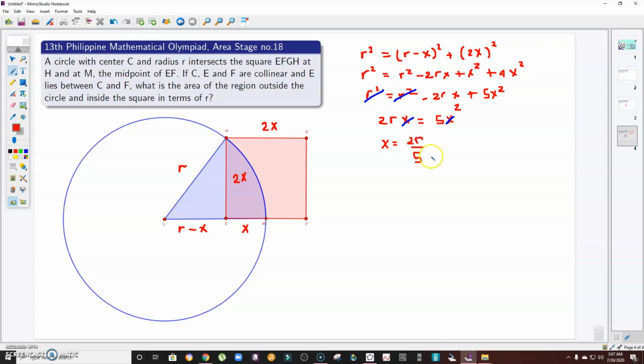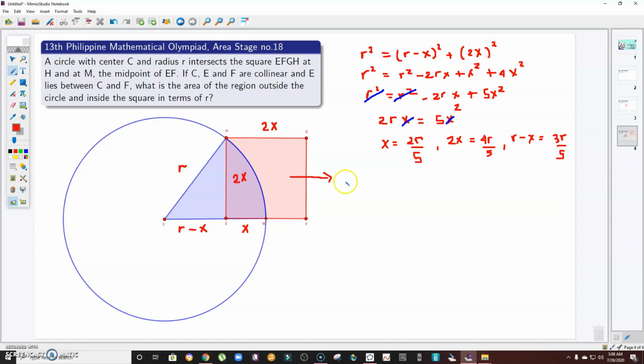So, meaning to say, my 2x now will be 4R over 5. And in addition, the length of CE, which is R minus x, is equal to R minus 2R over 5, which is 3R over 5. There you go. Again, I now have the length of CE, I have the length of 2x, or EH, and I already have the value of x. So, note that again, our goal is to get the area of this.